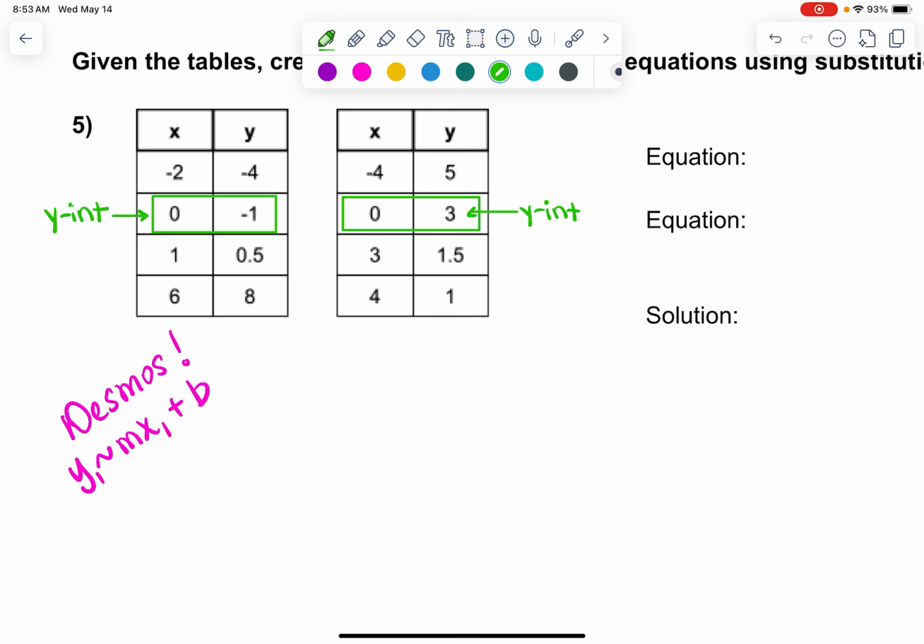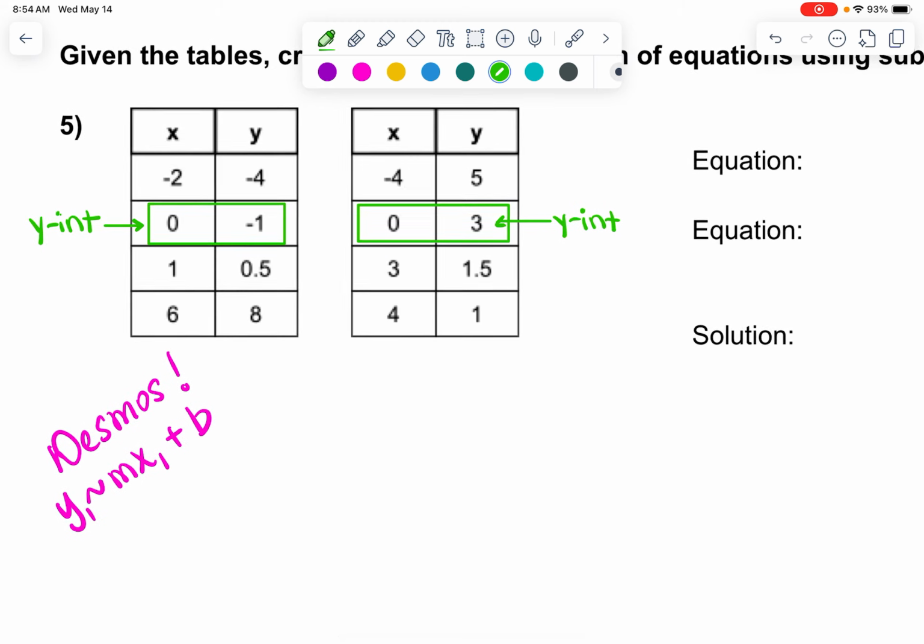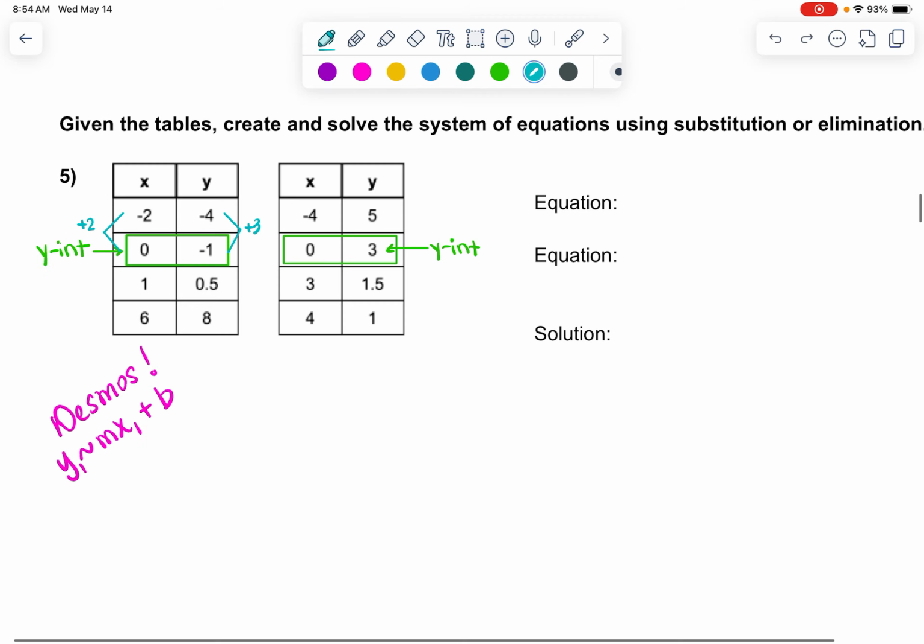All right, so now I just have to find the slope. Remember, slope is just change in y over change in x. Remember how we did this with tables? How are our y's changing? Well, to get from -4 to -1, we added 3. And to get from -2 to 0, we added 2. So change in y over change in x gives us a slope of 3/2. So his equation is y equals 3/2 x, and then of course minus 1, because that's the y-intercept given in the table.